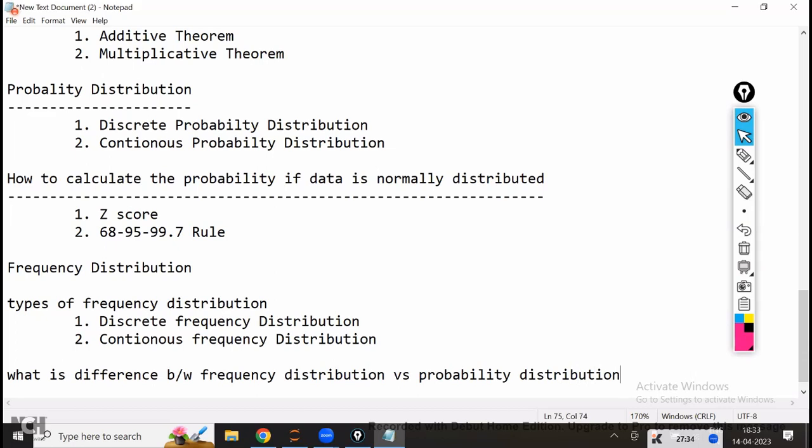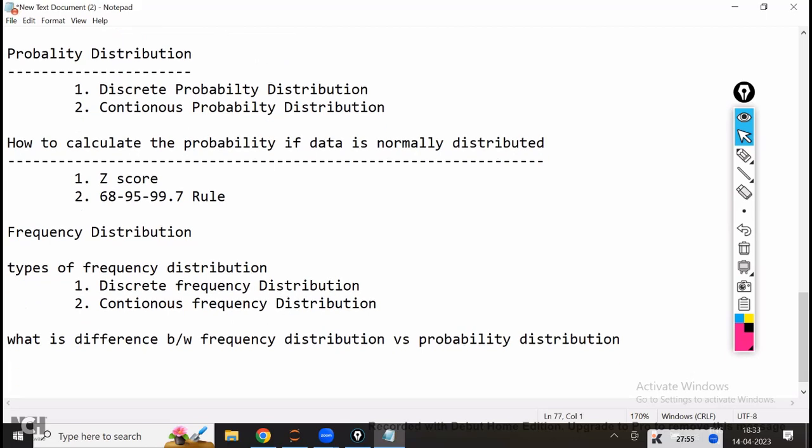On the x-axis, the distribution of the data we are going to consider. In the y-axis, in the frequency distribution, we are going to consider frequency. In the probability distribution, we are going to consider the probability. The difference will only be in the y-axis. The x-axis will remain the same. It is not going to change. On the x-axis, the distribution of the data will be there, right? So these are the things which we have discussed.